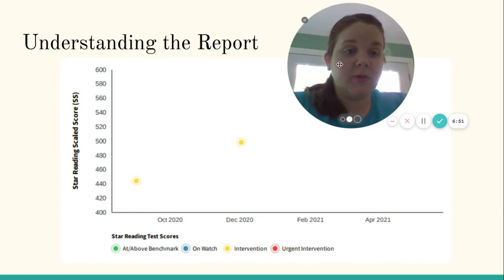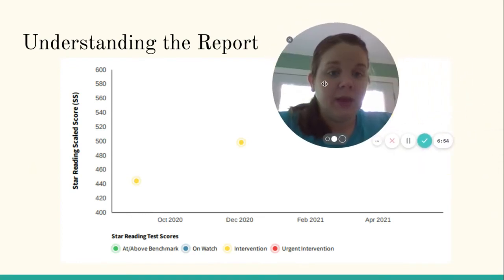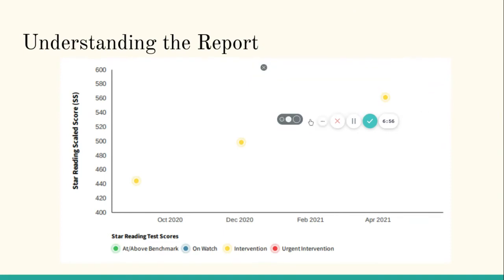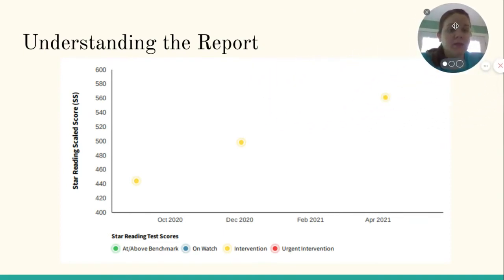Now, this third student that I would like to show you is a little bit different. As you can see, they have 3 data points that are all yellow in the intervention area, but you can also see the trend upward. So they started off at the beginning of the school year between 440 and 460, and by the end of the year, they had brought up their scale score over 100 points. So we are seeing an upward trend in this particular student and others.